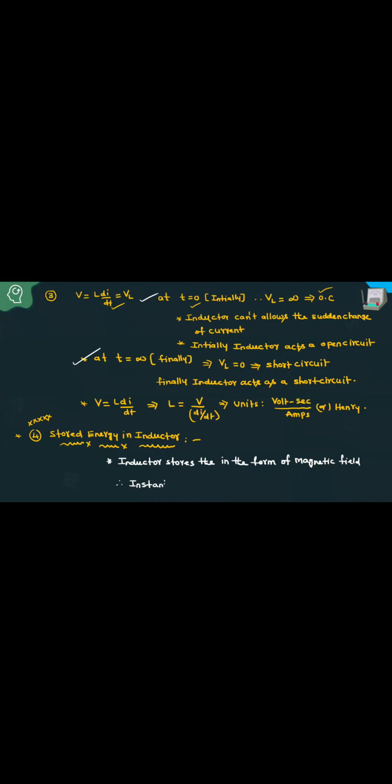Instantaneous power. Then, how to calculate the instantaneous power, students? The instantaneous power P equal to V into I. What is V? L into di by dt. That is L into di by dt, into I. This is the instantaneous power, equal to Li into di by dt. Once you know the instantaneous power, how to get the energy? Then what is the energy stored by inductor?